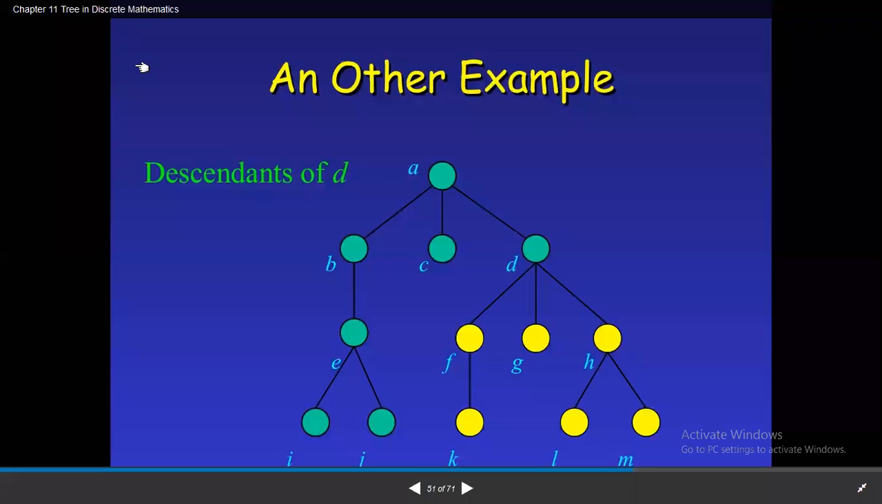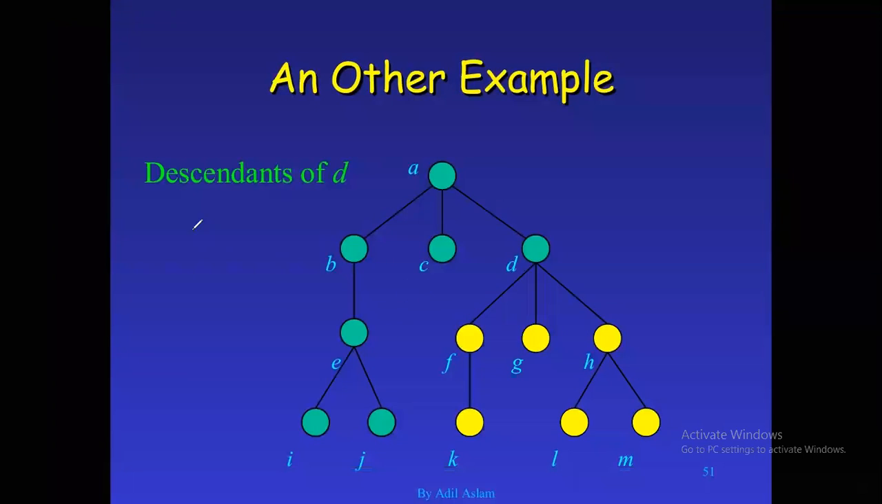Next, descendants of D. Descendant means like children. For example, the descendants of D. Children and their children are called the descendants. So when you take D, D's descendants are F, G, H, K, L, M. Descendants of D means children and their children. All of that comes under the descendants of D. So here, for D, descendants are F, G, H, K, L, M.